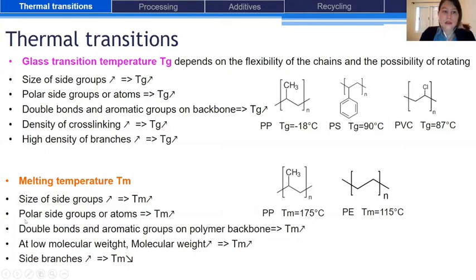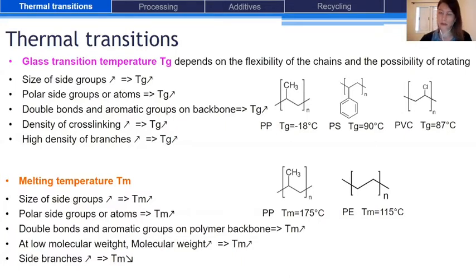Then, in the same way, polar side groups and atoms tend to increase the melting temperature because the intermolecular bonds between the polymeric chains involved in the crystal are stronger, and so it is more difficult to destroy these interactions and so to melt the crystals. In the same way, double bonds and aromatic groups in the polymer backbone increase the melting temperature.